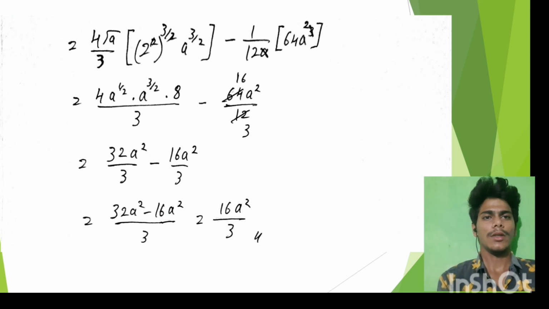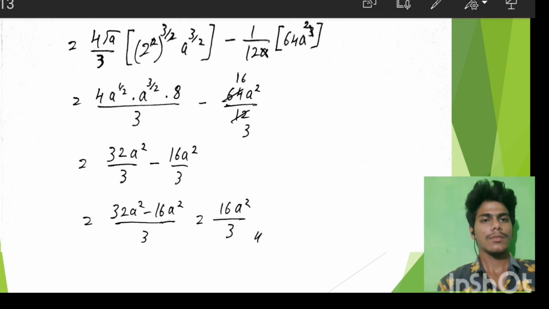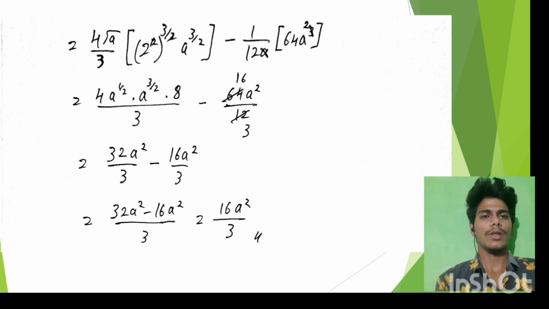4 root a by 3 into 4 square, that is 2 square, whole power 3 by 2, the 2 cancels the power, into a power 3 by 2, minus 1 by 12a into 64 a cube. That is 4 into a power 1 by 2 into a power 3 by 2 into 8 by 3, minus 64 a square by 12. We divide by 4: 64 divided by 4 is 16, 12 divided by 4 is 3. Therefore 32 a square by 3 minus 16 a square by 3, it means 16 a square by 3. Thank you.